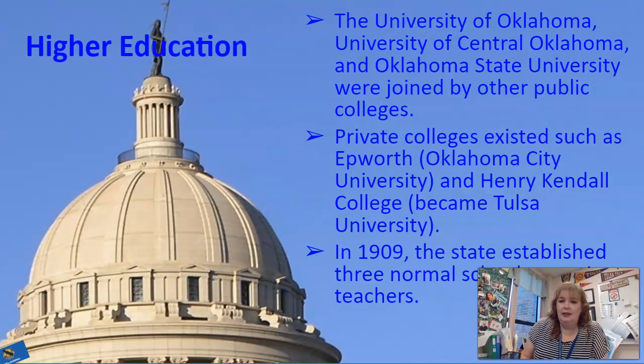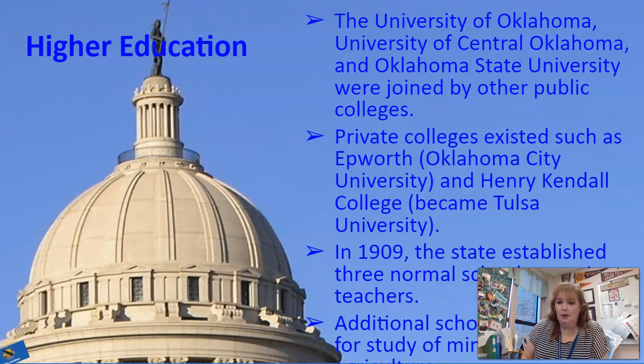In 1909, the state established 3 normal schools to train teachers. These are located at East Central State University, it used to be a college, down in Ada. And then you have Northeastern State. And I'm not 100% sure what the third school is. I actually thought it was Central State University, which is the University of Central Oklahoma.